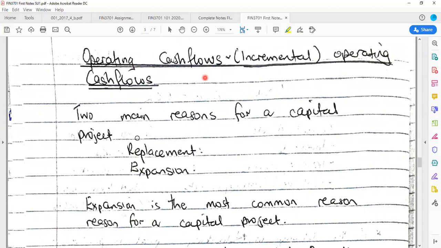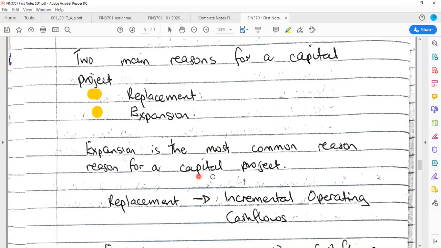And when it comes to capital budgeting or capital projects, there are 2 main reasons for a company to conduct a capital project. A company might conduct a capital project for replacement, meaning to replace an existing machine, or for expansion, meaning to expand its operations. The most common reason for a capital project is for expansion. This is the most common reason why a company would purchase a capital asset. They would want to expand their current operations.